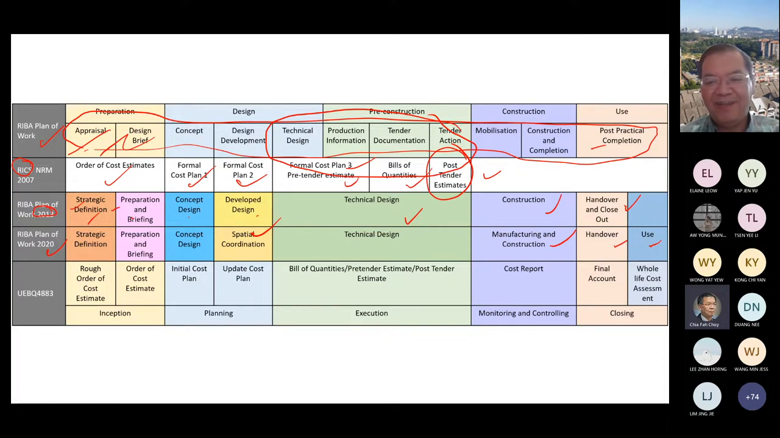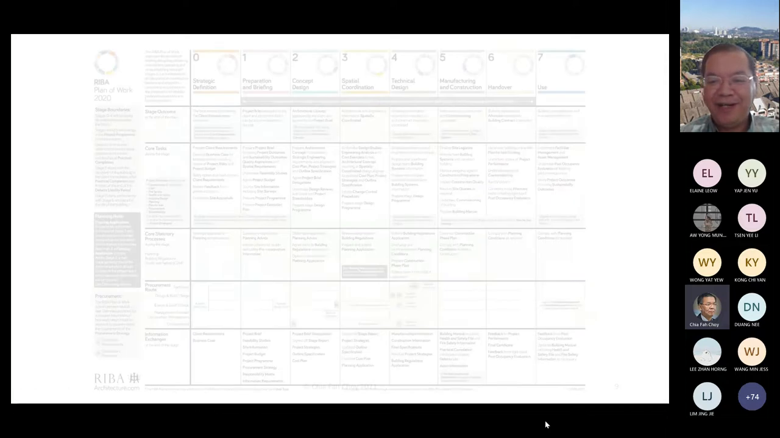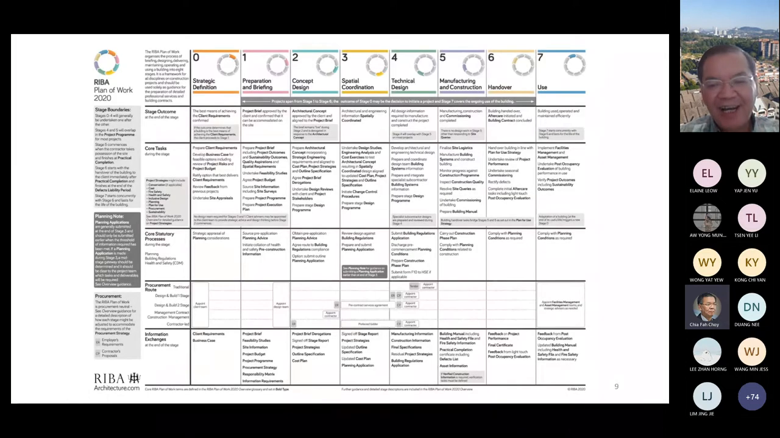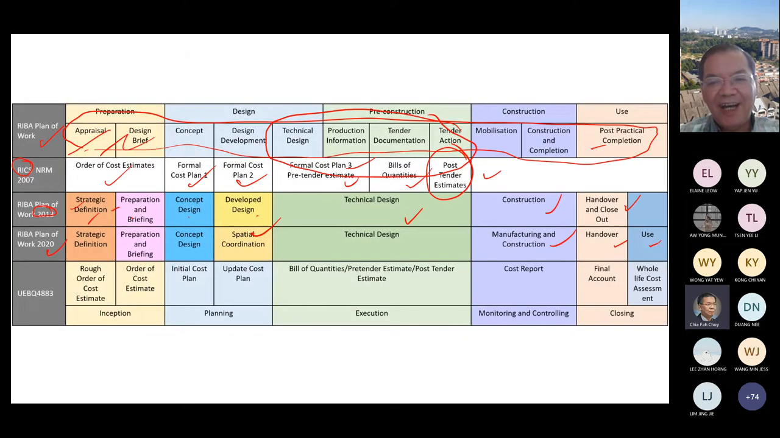Can you answer that? Less time used for measurement. Sorry? You spend less time on measurement. Spend less time on measurement? Probably yes, but as a QS, you still need to prepare the costing as a whole because the client appoints you as a quantity surveyor, and you have to give a total cost implication to the client. So therefore, you still have to present the whole cost.